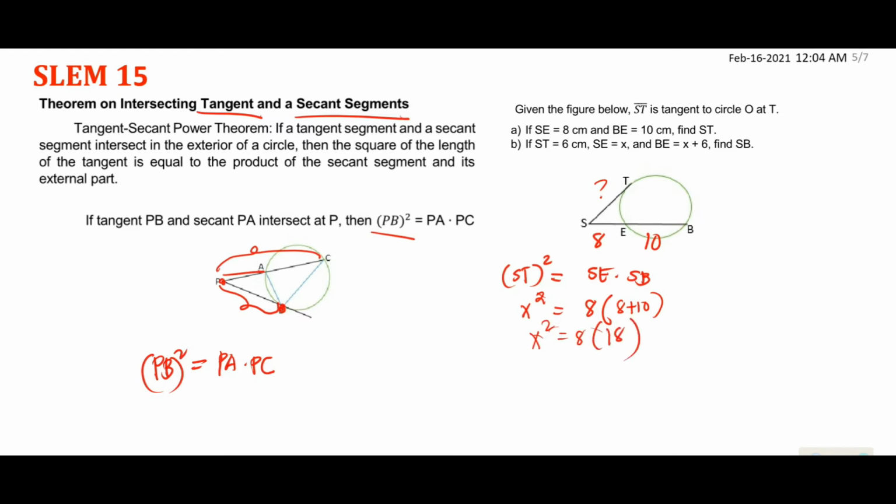So, 8 times 18, what's 8 times 18? That is 144. Get the square root to eliminate the square. So, x is equal to 12. Ayun lang, that's the value of your ST.